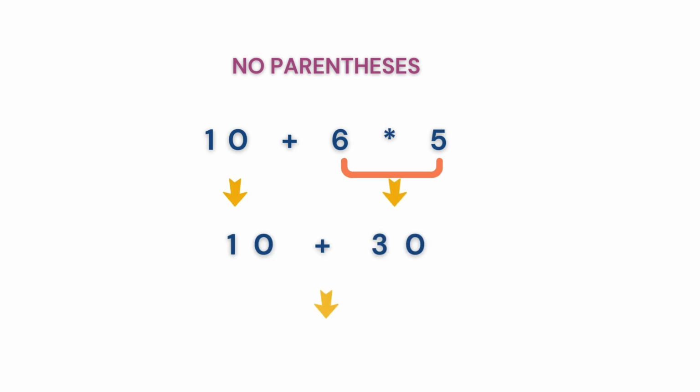For example, let's calculate an equation with no parentheses, that is 10 plus 6 into 5. First we are going to multiply 6 into 5, which is 30. Then we are going to add 10 plus 30. The result is 40 because it calculates 10 plus 30, which is 40.